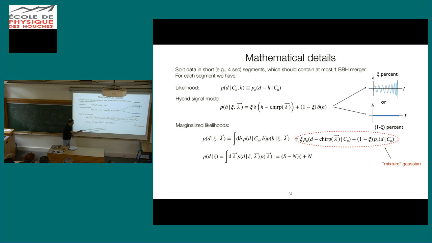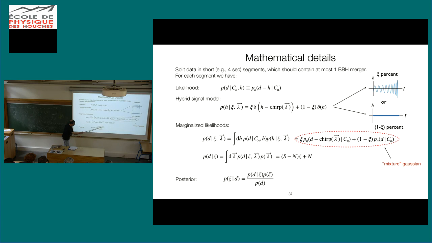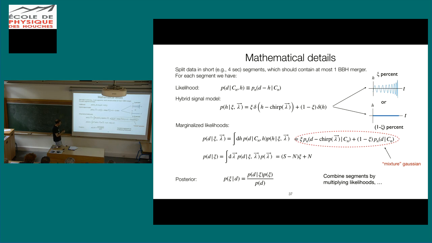It's a linear function that has either positive or negative slope, depending on whether the data is more consistent with a signal or more consistent with noise. The posterior is just given by the likelihood multiplied by the prior on this probability parameter C, which we'll take to be flat to begin with. This is for a particular segment. You can then combine the segments by multiplying the likelihood functions together.